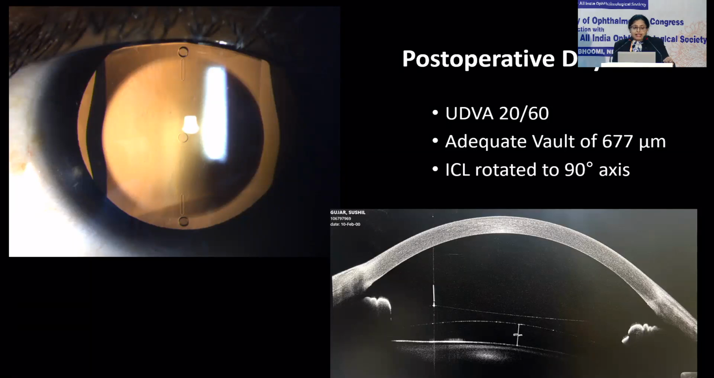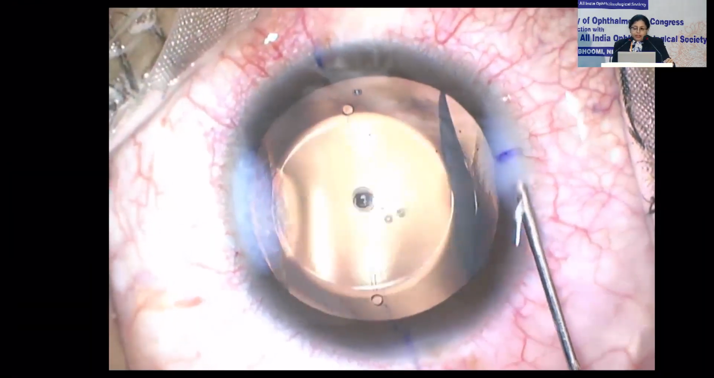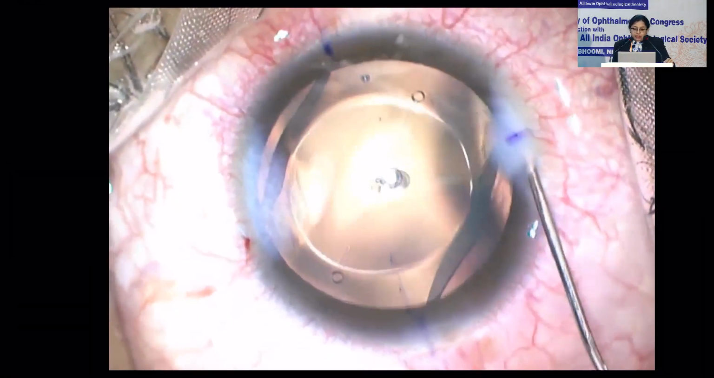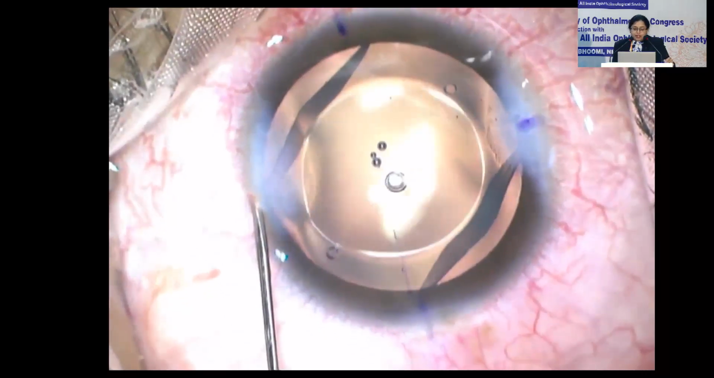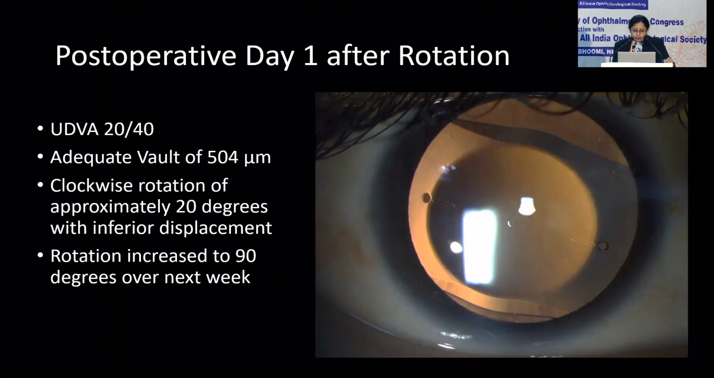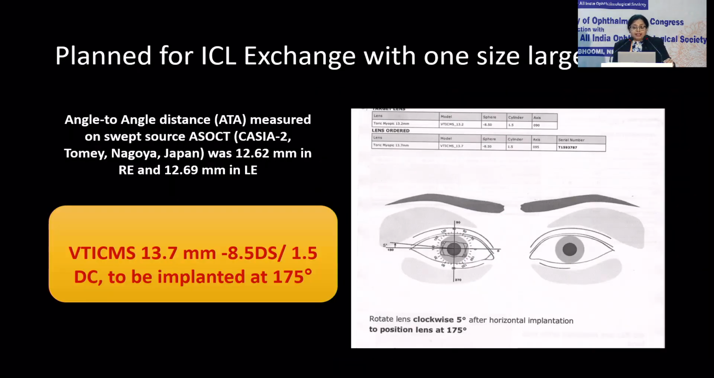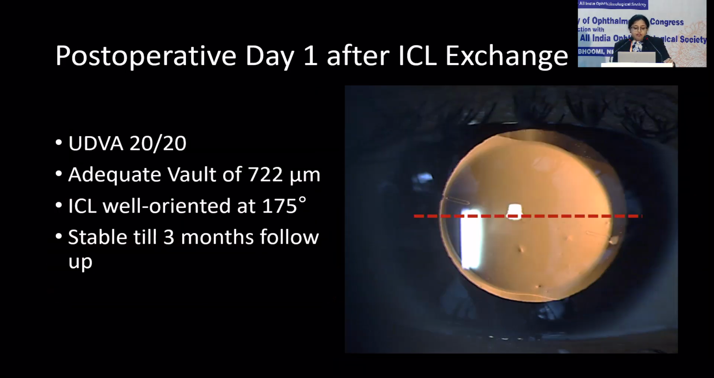Post-operative day 1, the ICL rotated 90 degrees. We did reorient and rotate it, but if you see, even after reorienting while hydrating, it was rotating, and after rotation also, it was again misaligned. So it was exchanged with one size larger ICL, and that is when we achieved an adequate vault of 722 microns with a well-oriented ICL at 175 degrees.